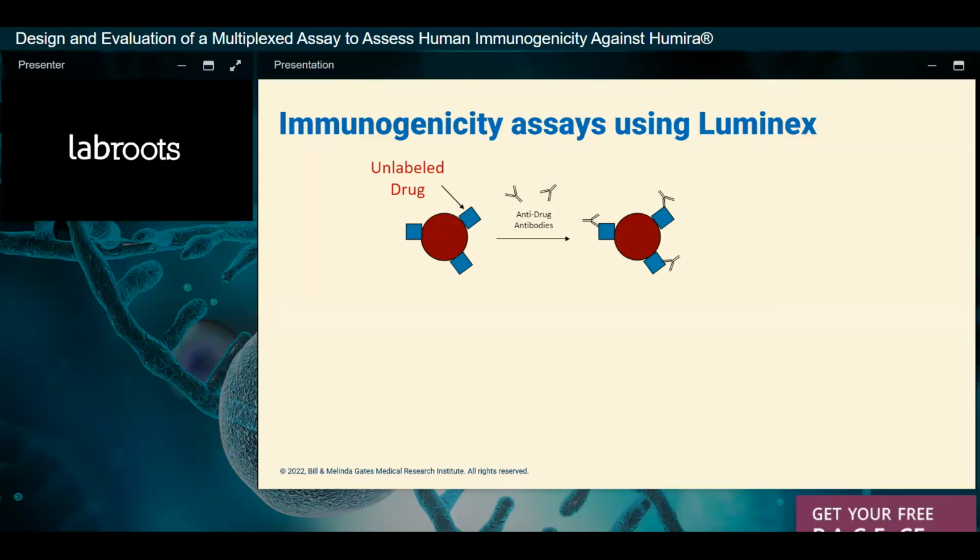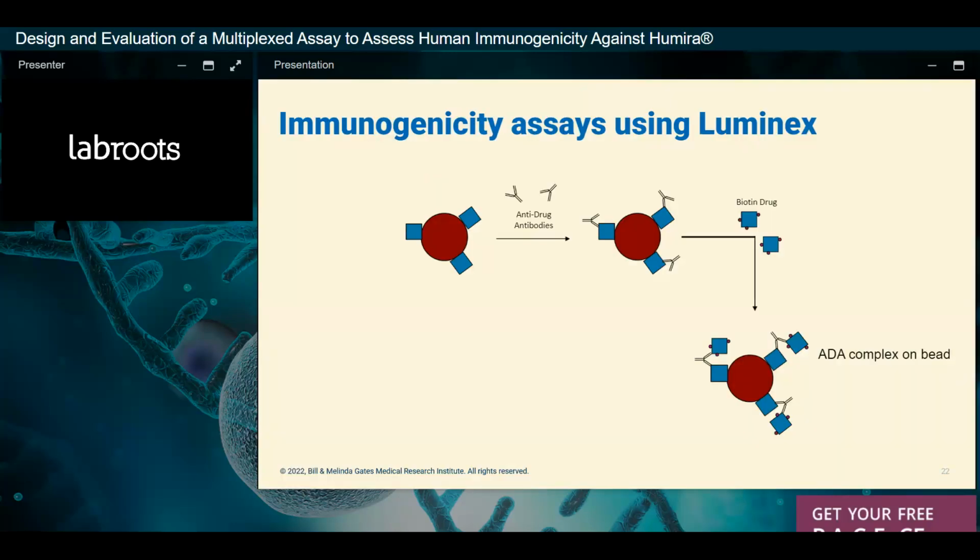So you can set up a screening assay on these beads in a very similar format. And the way we went about doing that is we took Luminex beads and we coated them with the drug itself, which was unlabeled. You mix these bead sets with your sample. If there are anti-drug antibodies in that sample, they're going to bind to these beads via that drug. So we know that there are drug-specific antibodies bound to these beads.